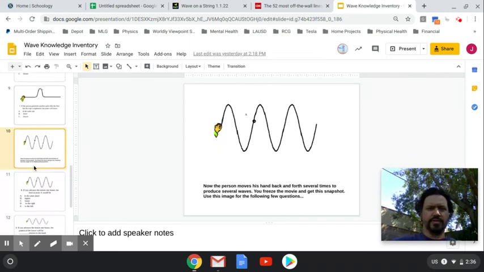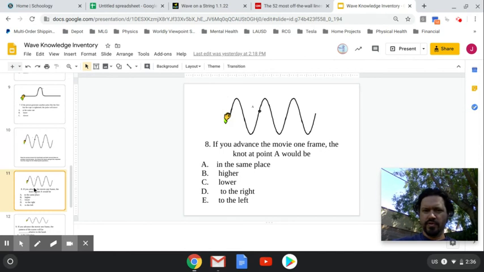And now we're making several waves. And so the question is, if you advance one frame, point A would be a little bit lower, right? Because these waves are moving to the right. They're propagating, that's what we call it, to the right. As the wave moves, this is basically like you're on the backside of a wave. It's moving away from you, and so you're moving down as it moves by.